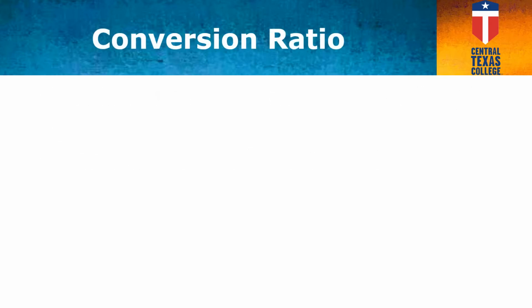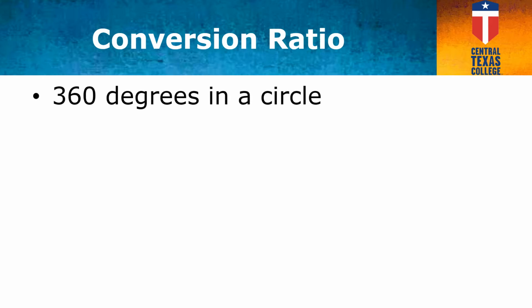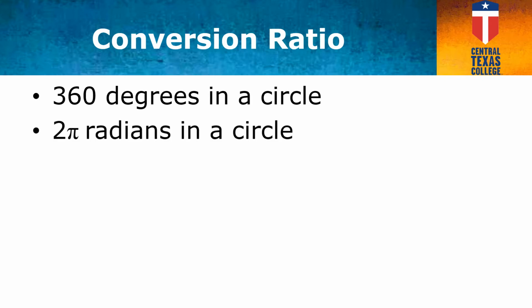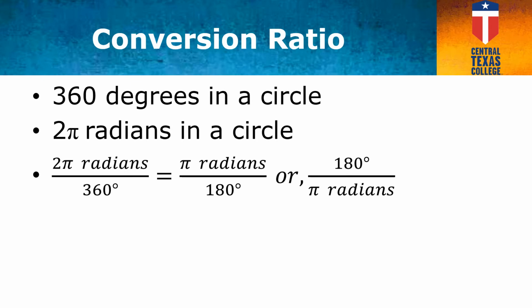To do the following problems, we're going to use what I call the conversion ratio. Remember that there are 360 degrees in a circle. There are also 2 pi radians in a circle. Using these two values, we can create a ratio of degrees to radians. We have 2 pi radians on top, 360 degrees on the bottom. If we reduce that, we get pi radians for every 180 degrees, or 180 degrees for every pi radians. This is the conversion ratio that we will use to convert one from the other.